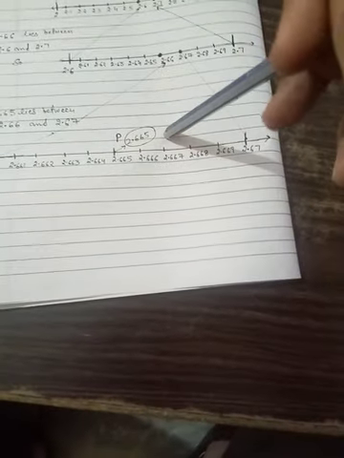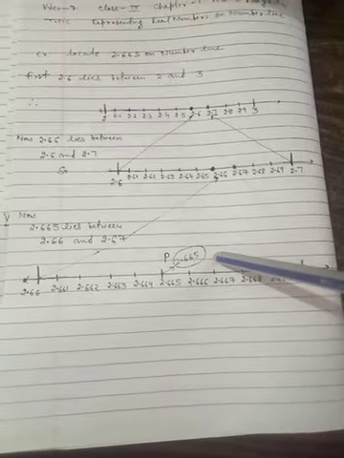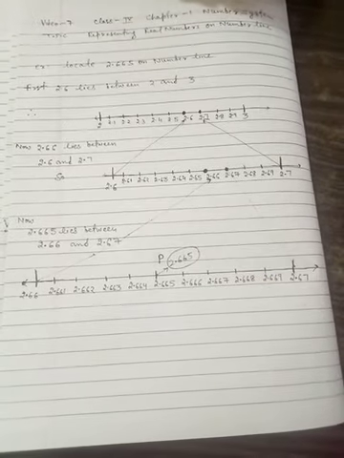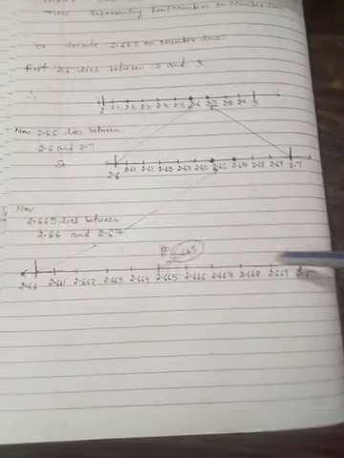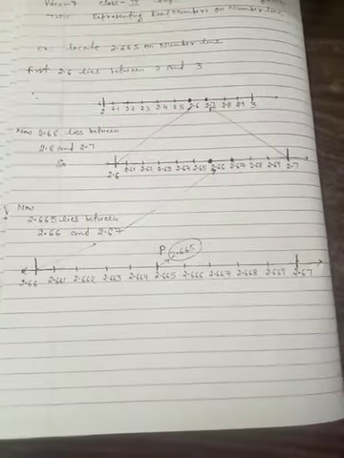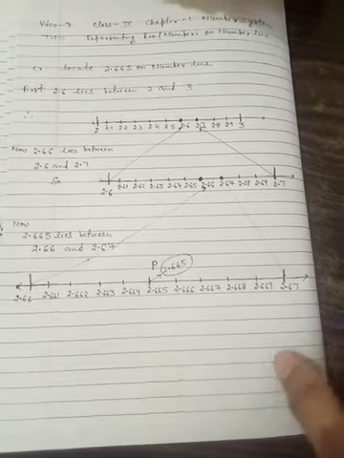So 2.665, we have to find 2.665. This is your 2.665. P point represent 2.665. This is visualization using successive magnification. You can locate real number on number line. Let us take our next example, example number 11.